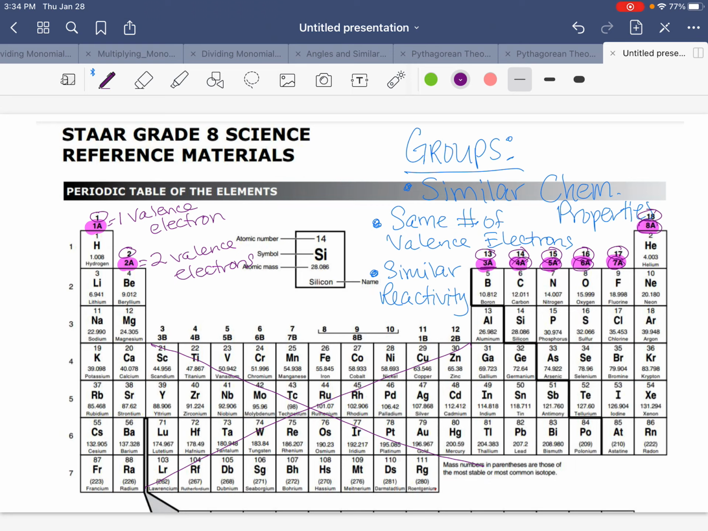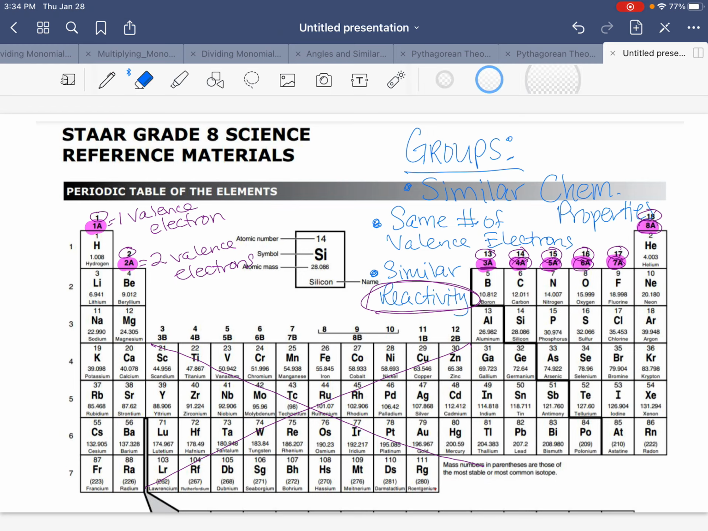These are extremely important numbers when we're talking about similar chemical properties, talking about groups, and talking about valence electrons. It all comes down to reactivity. Reactivity determines how an element responds to other elements and how they bond together.